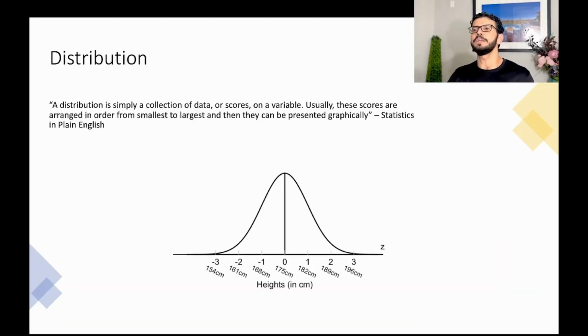All right, so let's take a look at the dictionary definition of a distribution. A distribution is simply a collection of data or scores on a variable. Now, usually these scores are arranged in the order from smallest to largest, and then they can be represented graphically. Now, this is something that I got from a book called Statistics in Plain English. So let's take a simple example to better understand this. Let's say you conduct a simple experiment where you gather 1,000 odd people, and then you measure their heights, and then you put it on a graph. So let's say the graph would look something like this. On the x-axis, we have heights of different people. On the y-axis, we have the number of such people. Now, as you can see, in this particular instance, it follows a bell curve, but usually this is how a distribution will look.